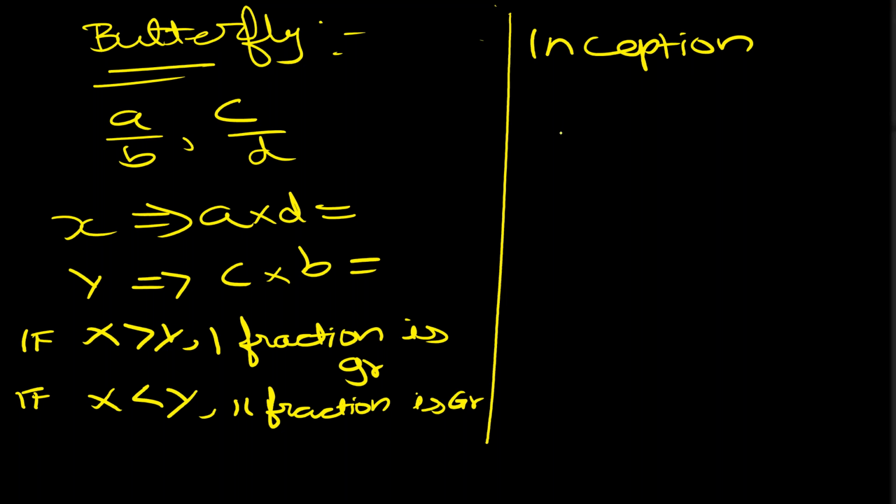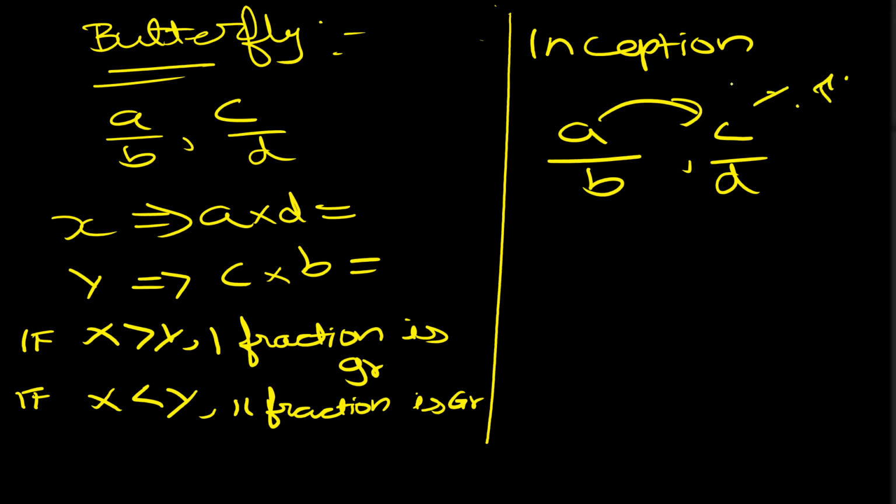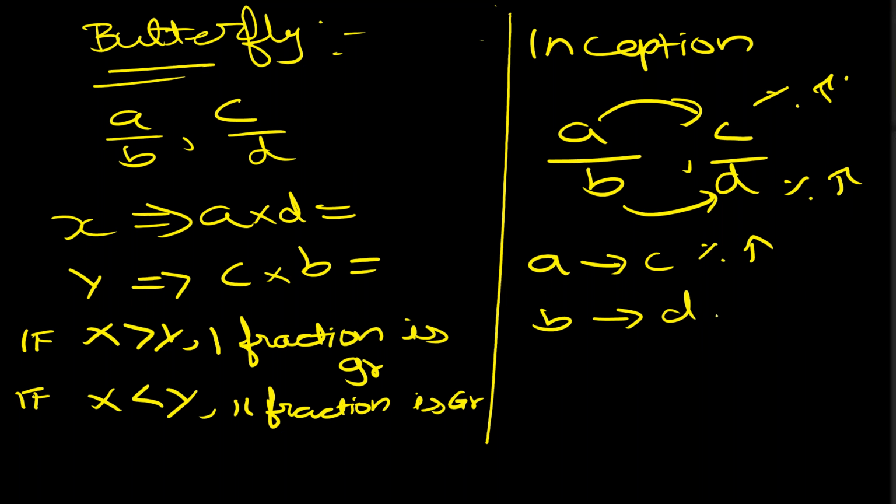Okay, inception: you're supposed to check for A by B, comma C by D. I'm supposed to check for the percentage increase, here also percentage increase. So first thing I'm supposed to check for A towards C, percentage increase, and B towards D, percentage increase. Okay, so in this, which is greater?